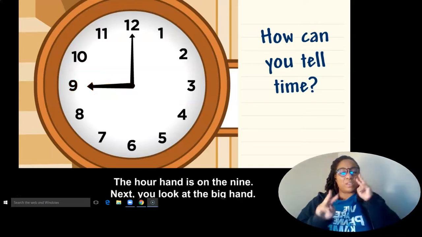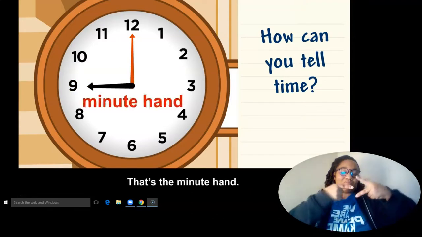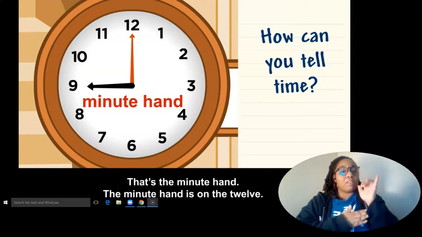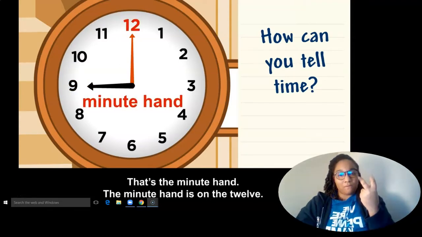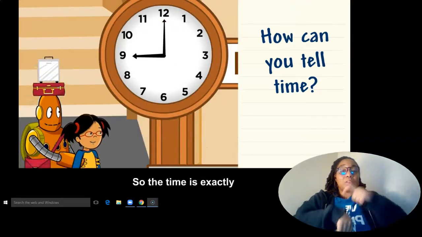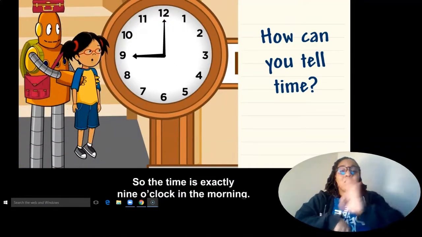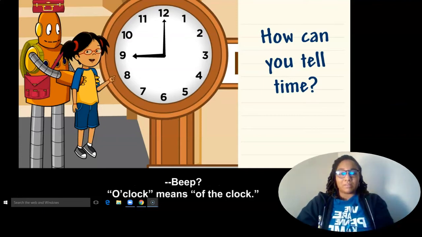Next, you look at the big hand. That's the minute hand. The minute hand is on the 12. So the time is exactly 9 o'clock in the morning. O'clock means of the clock.